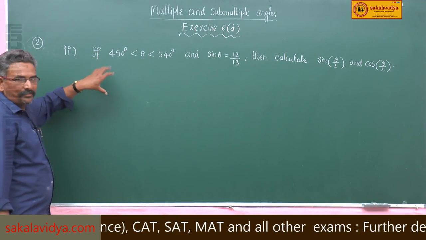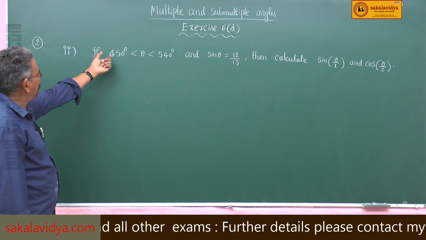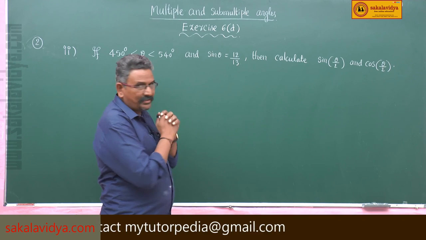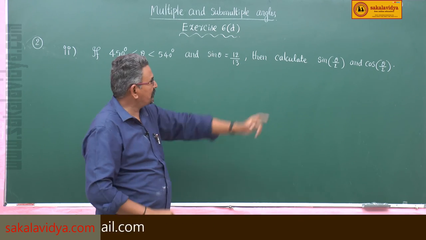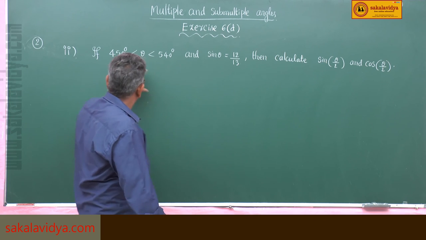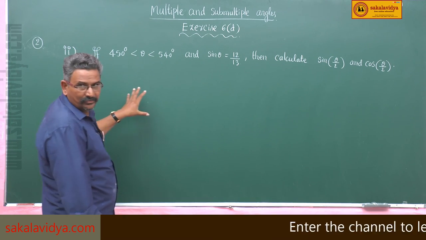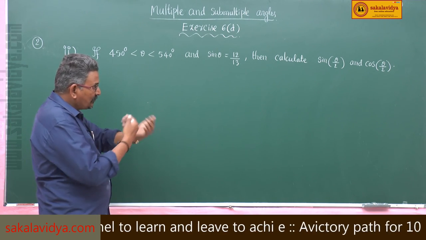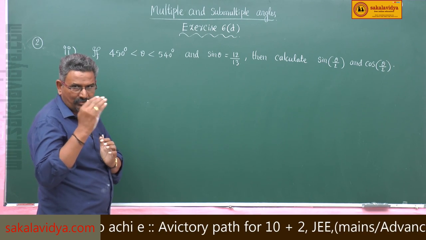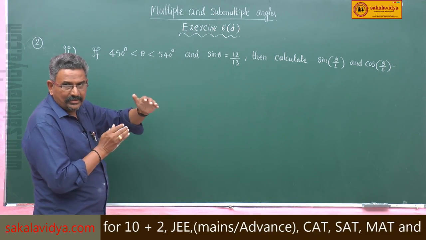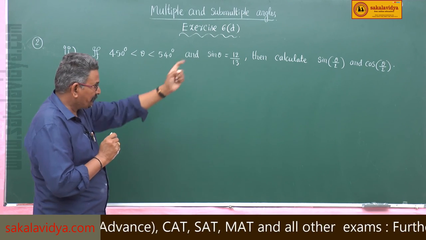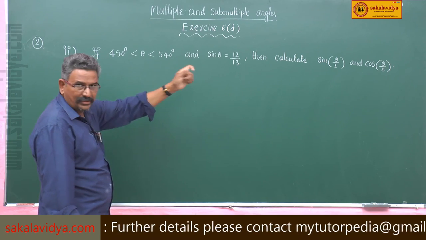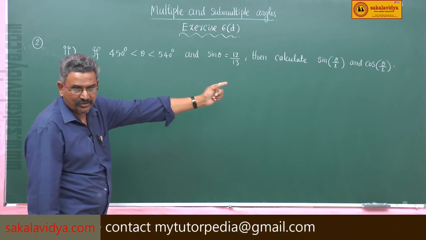Okay, let us come to this problem. As theta lies between 450 degrees and 540 degrees, first let us determine the quadrant in which theta by 2 lies. Once we know the quadrant of theta by 2, we can determine the plus or minus signs for sin theta by 2 and cos theta by 2. First, let us find out the quadrant.